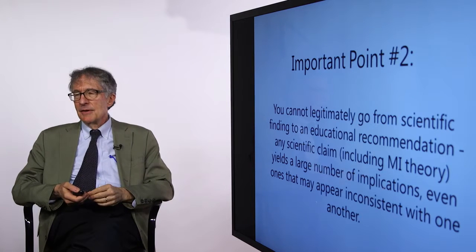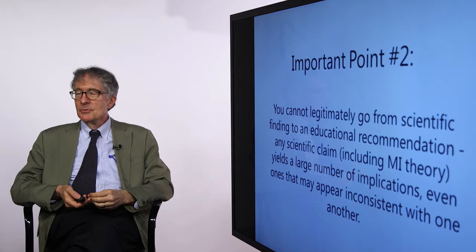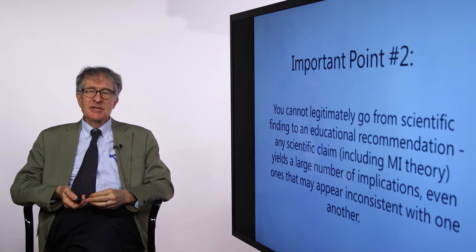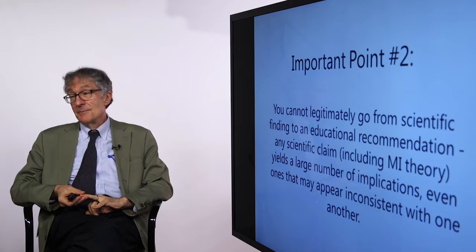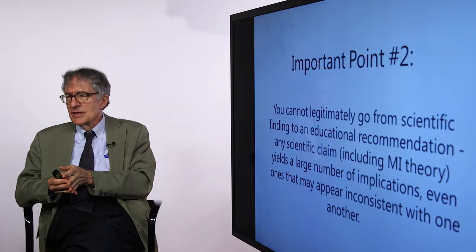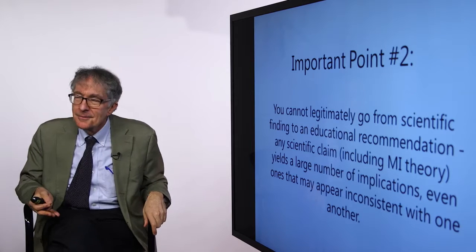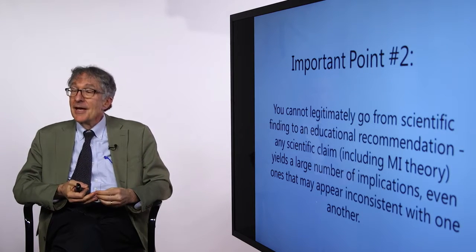So let me use MI theory. Let's say Gardner's right and everybody's got 8 intelligences. What does that mean you should do? When I put out the theory, I didn't have educational ideas myself, but some people said, oh, 8 intelligences, we need to teach 8 different topics. 8 intelligences? Oh, we need to teach everything 8 different ways. 8 intelligences, we need to put all the kids who are strong in one intelligence together. 8 intelligences, we need to put kids with different intelligences together. Those all follow from the scientific claim that we have 8 intelligences.